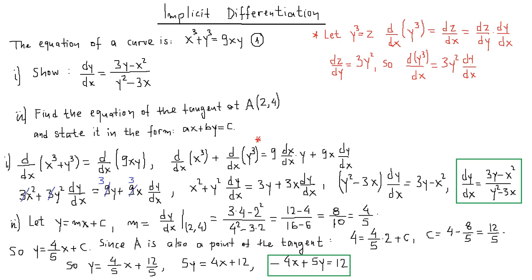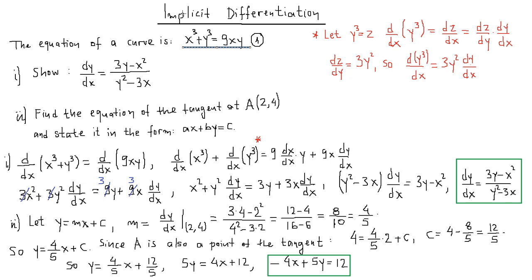Implicit differentiation. We will examine the implicit differentiation in the case of a curve, and we will state the final form, the derivative of the curve, using the rules of differentiation, and also we will find the equation of a tangent of this curve at a particular point.